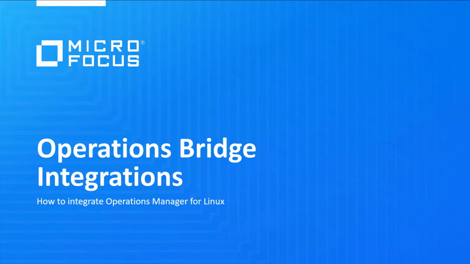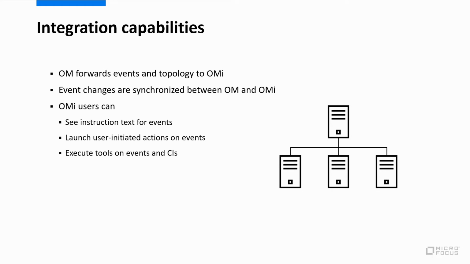In this video, you will learn how to integrate HPE Operations Manager for Linux so you can use OMI as a single pane of glass for monitoring across the IT enterprise. After configuring the integration, you will be able to forward events and topology from OM to OMI. Any changes to those events are synchronized between OM and OMI. Any instruction text, automatic and user-initiated actions in the events can be executed from OMI, and the OMI user can also execute tools in context with the events and CIs for nodes managed by OM.